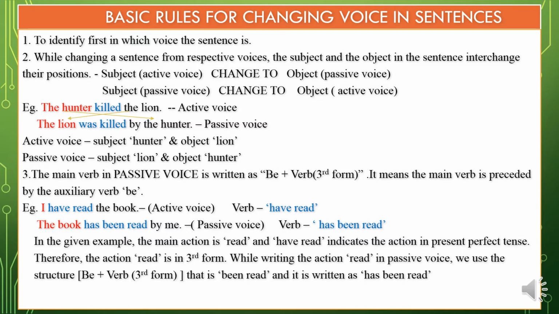Okay, look at the previous sentence. The hunter killed the lion. Here we changed it: the lion was killed by the hunter. The main verb is killed, and it is preceded by a form of the be verb, and the form of the be verb is was here. Why? Because the main verb is in past tense. So in this way, while changing from active to passive, the main verb is always preceded by a form of the be verb.